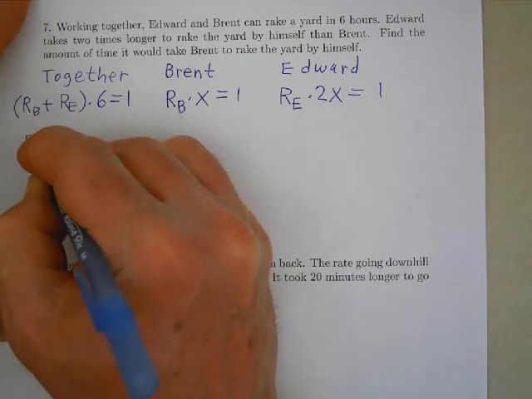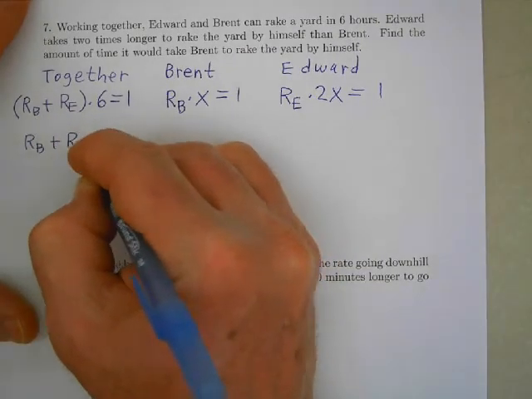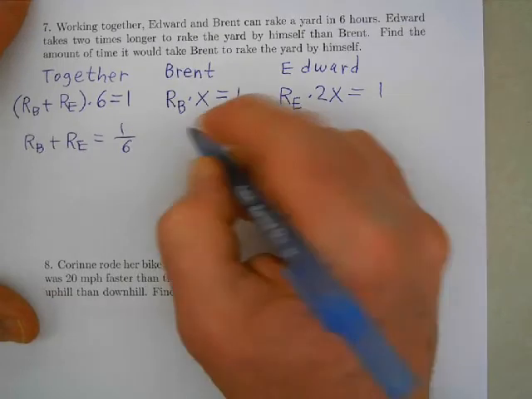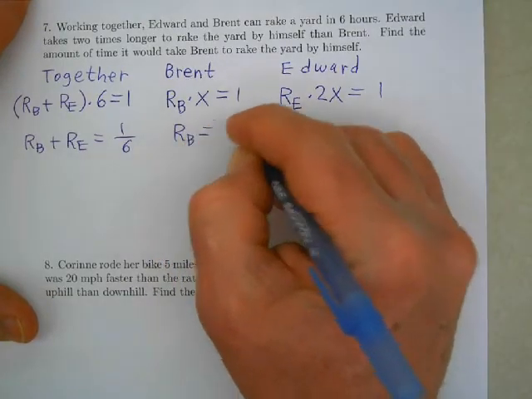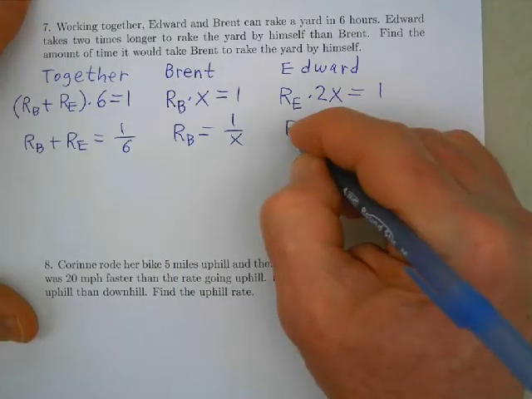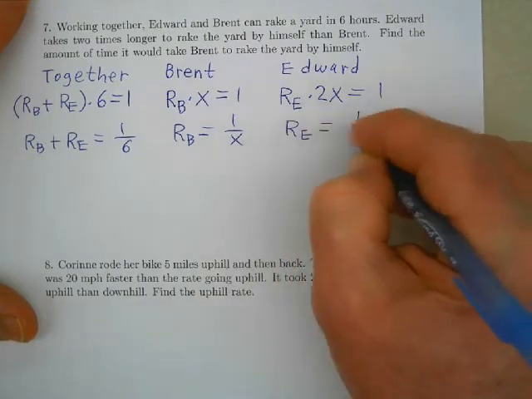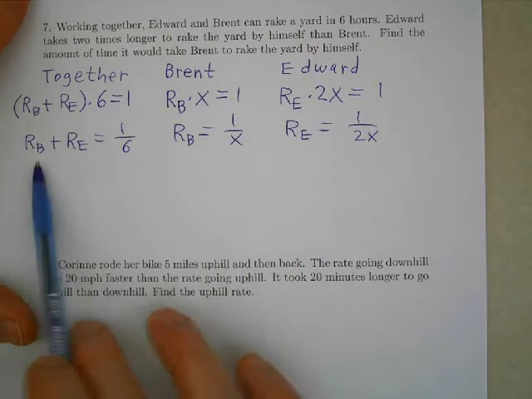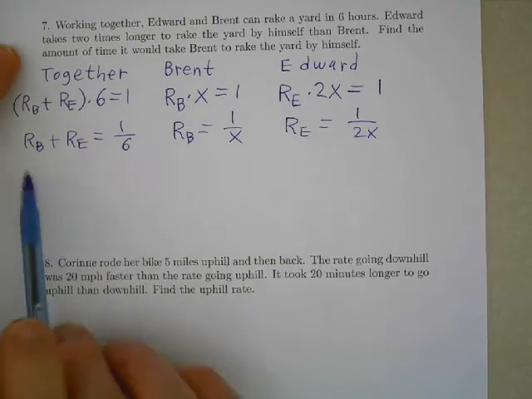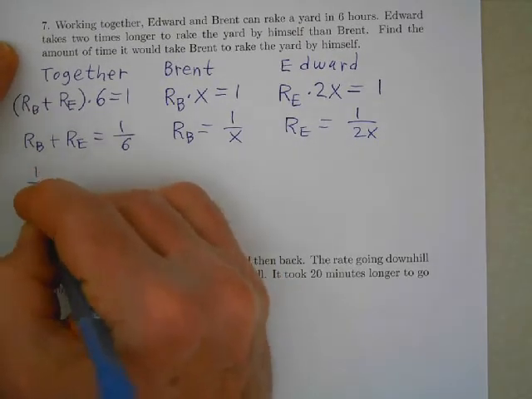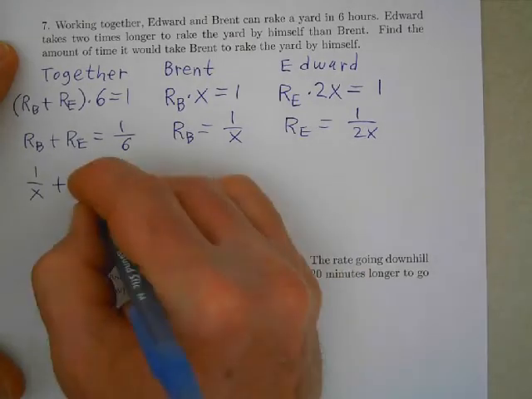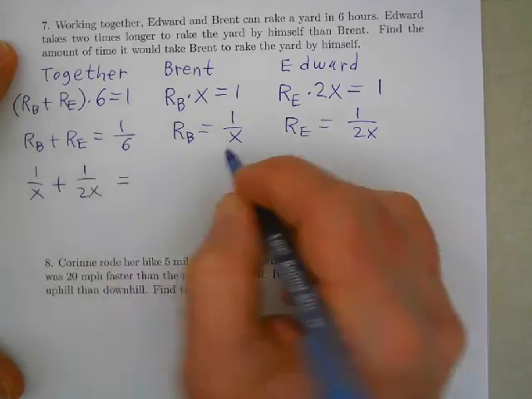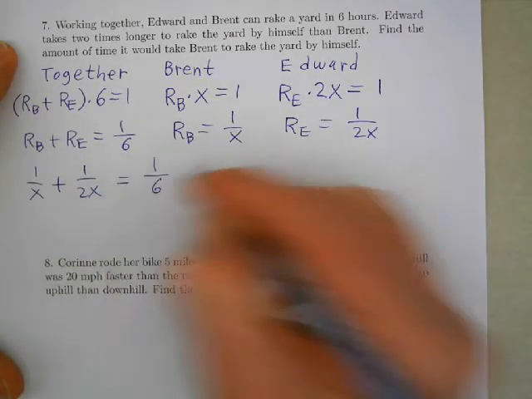So just like before, we'll solve each of those 3 equations for the rates. Brent's rate plus Edward's rate is 1/6. Brent's rate is 1 over x. Edward's rate is 1 over 2x. And then substitute those 2 quantities into this equation. For Brent's rate, we have 1 over x. We're adding that to Ed's rate, which is 1 over 2x. And the sum of the 2 rates is 1/6.